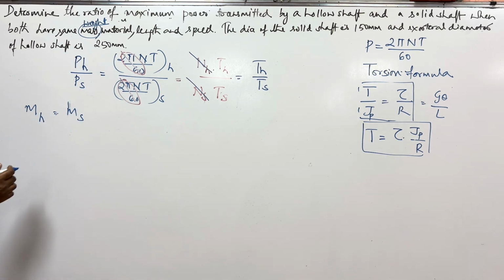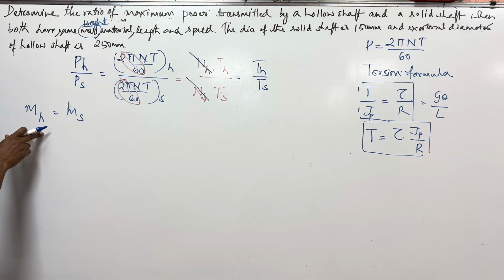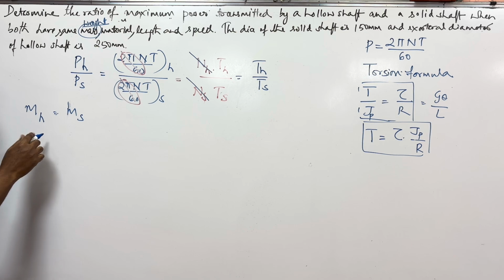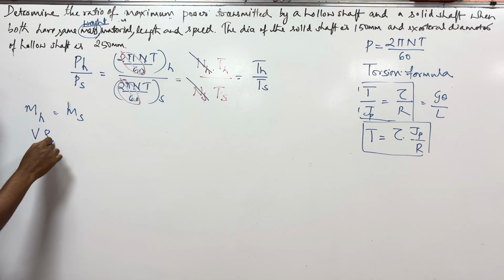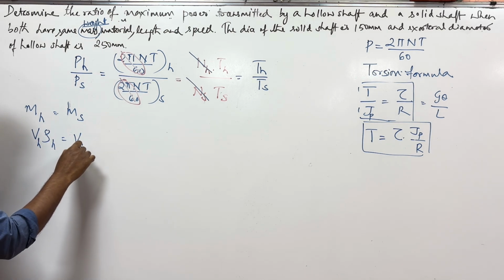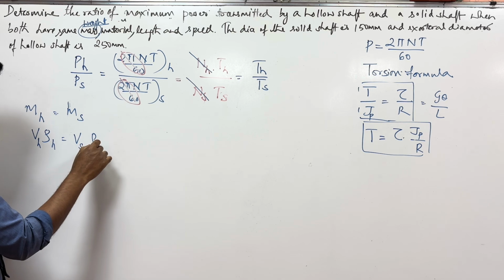So how do you find the mass of the hollow shaft? Now what is the formula for the mass? Mass is volume into density. So volume into density of the hollow shaft is equal to volume into density of the solid shaft.